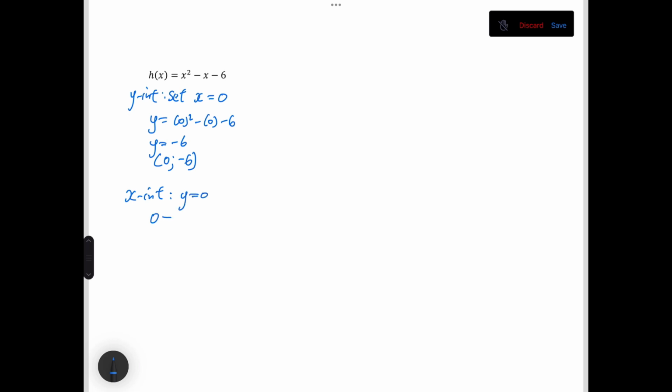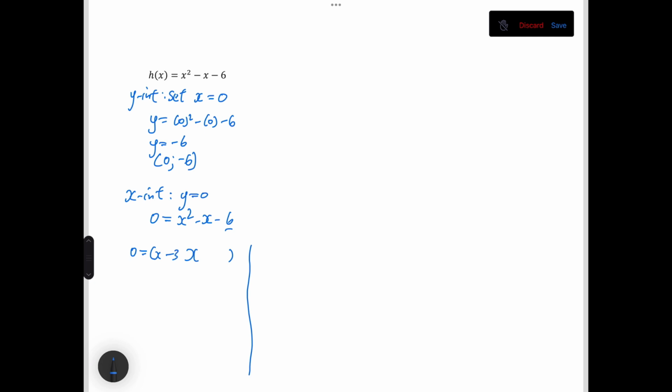So it's going to be 0 equals x squared minus x minus 6. And yet again, we have two ways of doing this. So we can factorize it first of all. And by now you guys are experts in factorizing, or rather good at it.